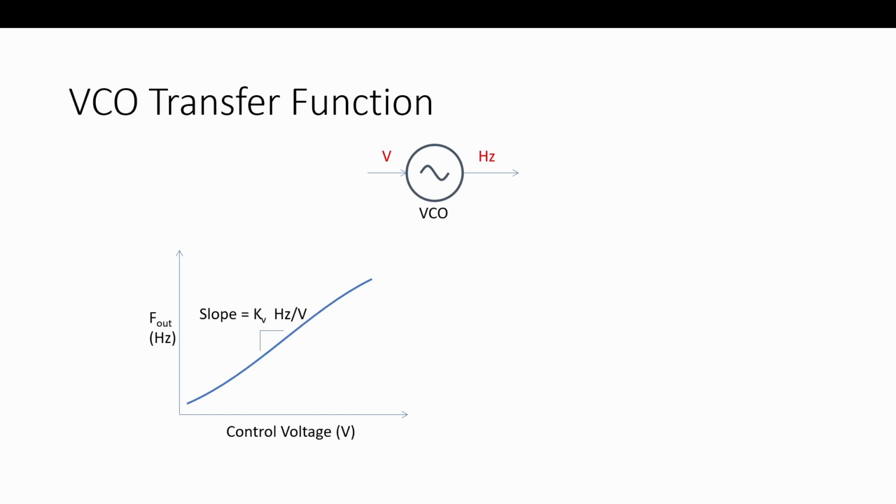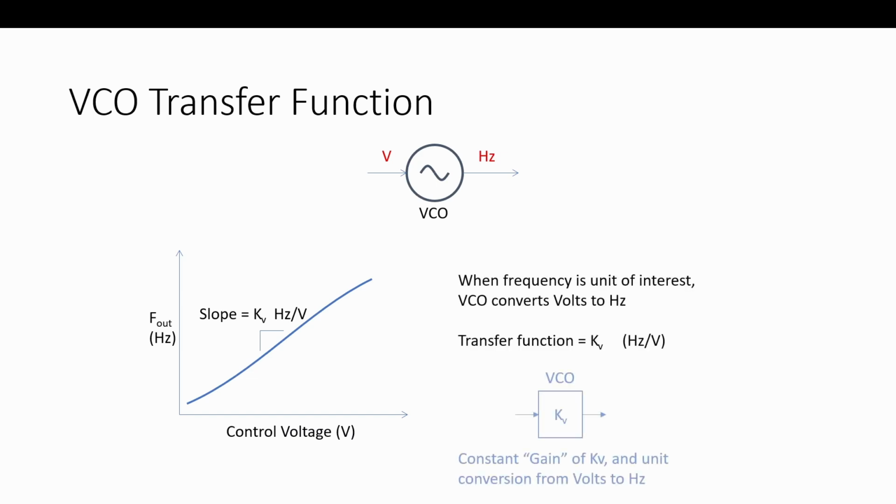So here we have a control voltage, and we get this right off the data sheet for the component. We have a control voltage, we have an output frequency, and that we would call a gain. It's kV, hertz per volt. It's translating volts to hertz. So you could think of it as a simple block like an amplifier that has gain, but it's also converting units.